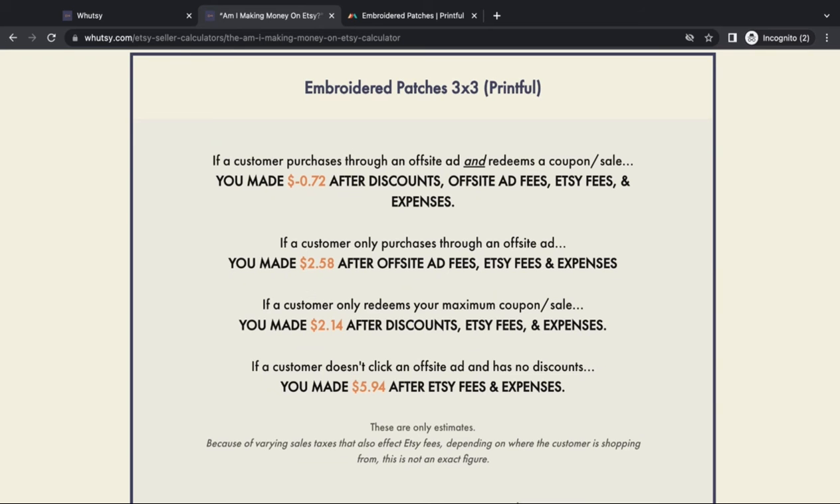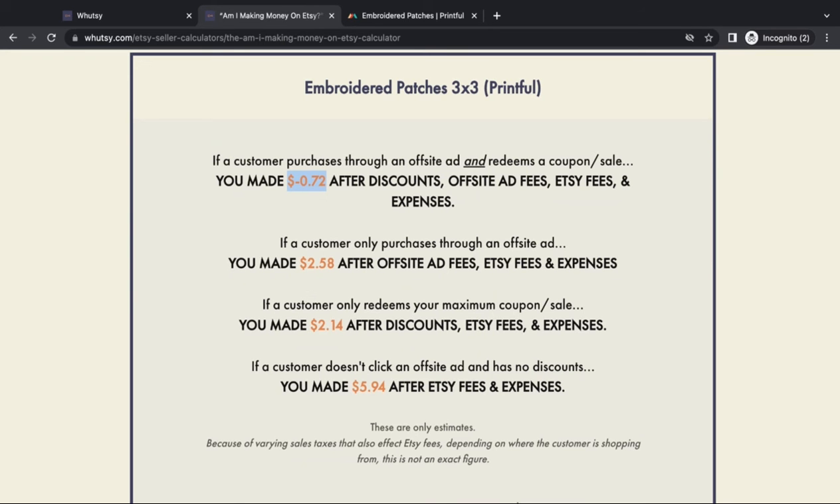If a customer doesn't click on an offsite ad and has no coupon codes, I make $5.94 after Etsy fees and expenses. Now, with all this information in front of me, I can make a decision. Is this price okay? Am I okay losing a little bit of money on those rare transactions where someone uses an offsite ad click and a coupon, or during a sales event? That might be okay for some people or for some scenarios.